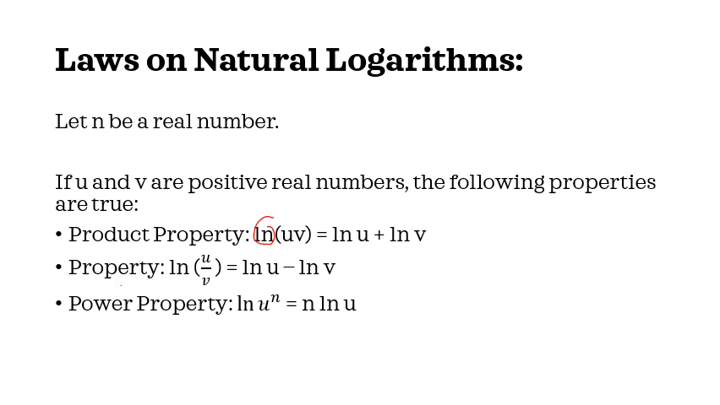For the division property, this is ln of u over v. With division, you will subtract each term. So ln u minus ln v. If we have the power property, same as with your logarithm, if we have ln of u raised to n, the n goes in front of ln. That's n ln u.